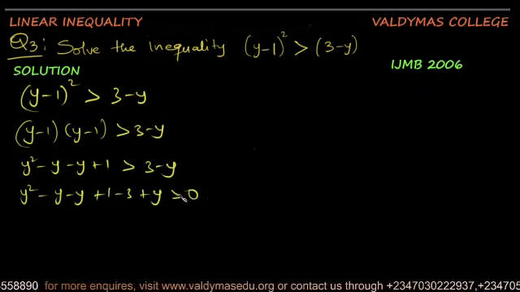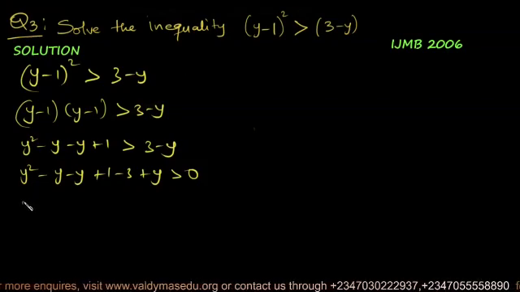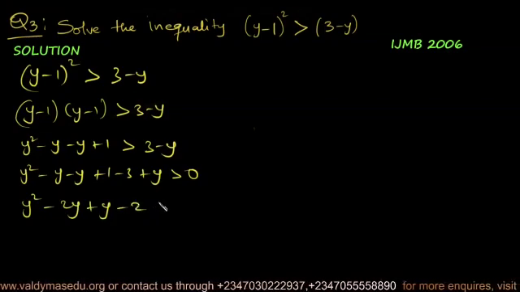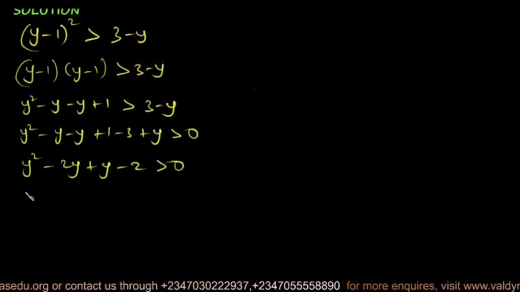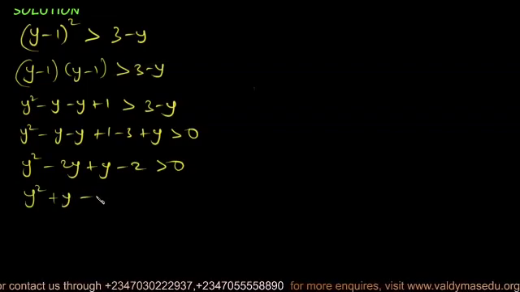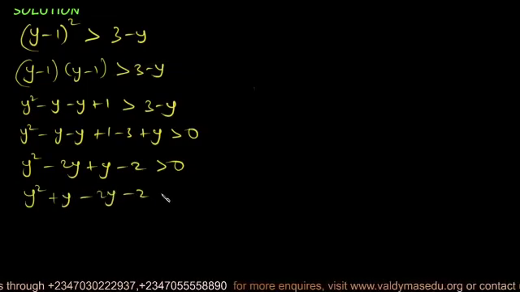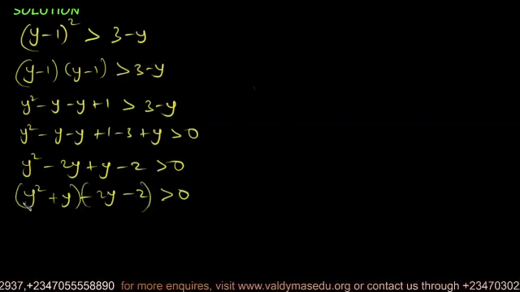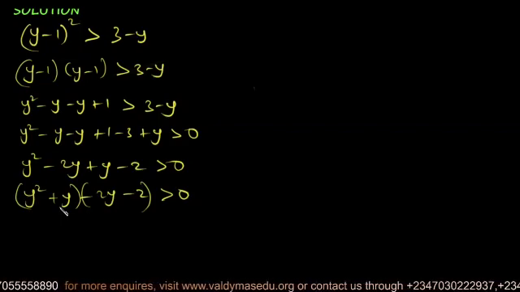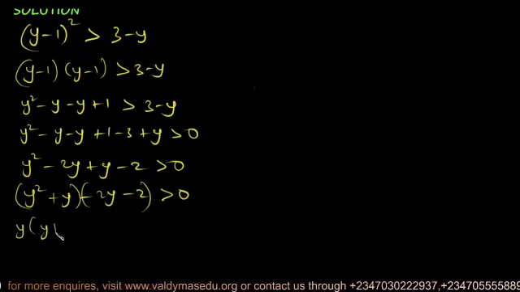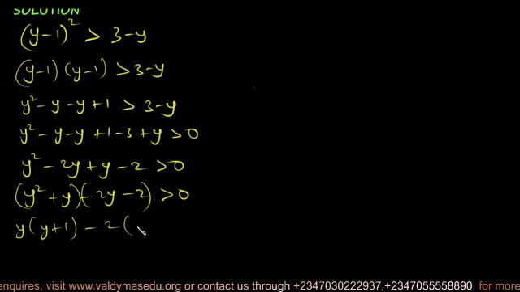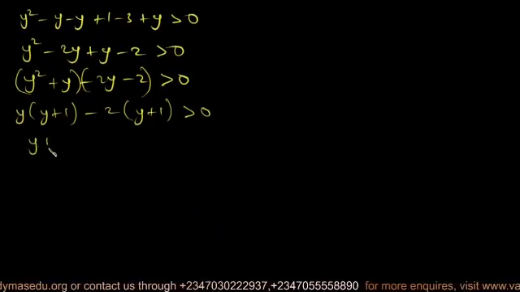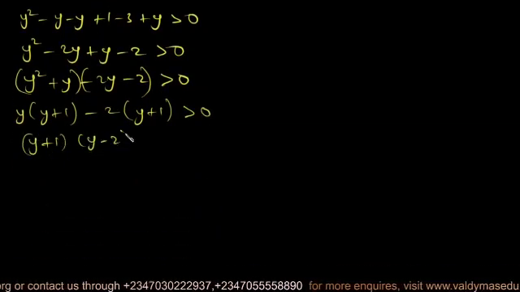So now rearrange: y squared minus 2y plus y minus 2 greater than 0. So we have y squared plus y minus 2y minus 2 greater than 0. So I can group this like this. Between y squared and y, y is common. Factorize y. We have y into y plus 1 minus 2 into y plus 1 greater than 0. So then I have y plus 1, y minus 2 greater than 0.